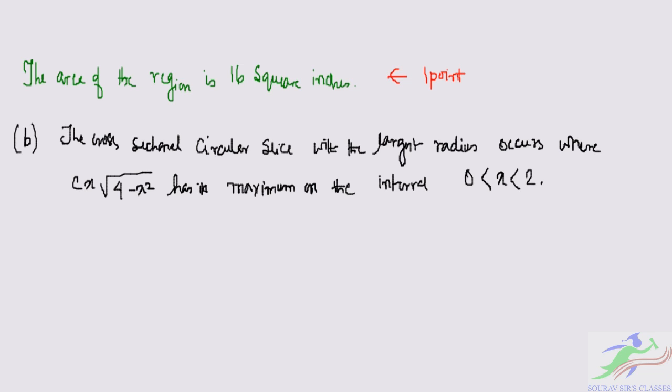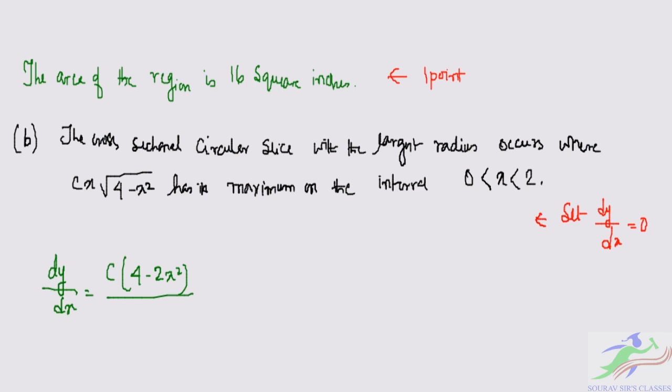and so we have to set dy dx equal to 0. So if we set dy dx equal to 0, we have been given dy dx is equal to c of 4 minus 2x square over root over 4 minus x square. So this is equal to 0. So from here we can get the value of x is equal to root 2.